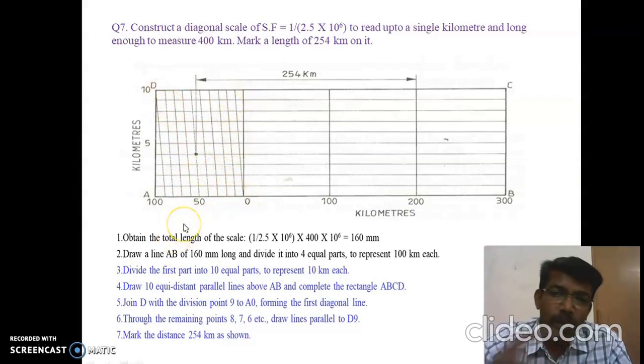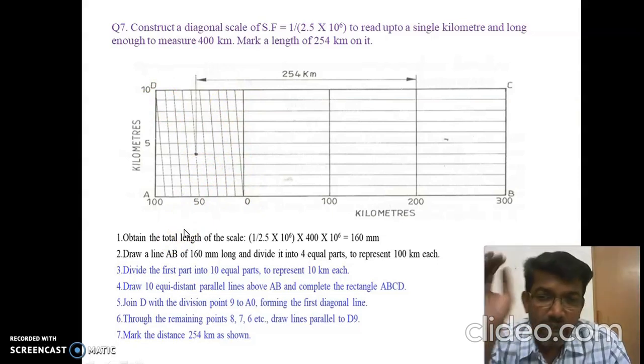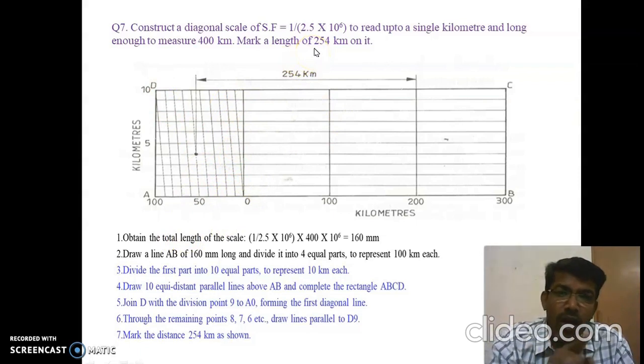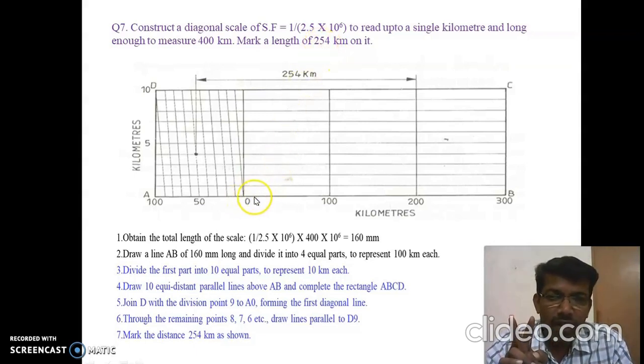So now how to represent the kilometers, such as 254 kilometers. I divide this 254 kilometers into 200 plus 50 plus 4, right? 200 is one block, 50 is another block and 4 is another block. So first I will take the 200. Here this is 100 and this is another 100. This is 200, right? So first I will take the 200 line here.